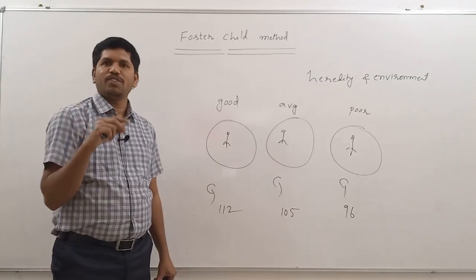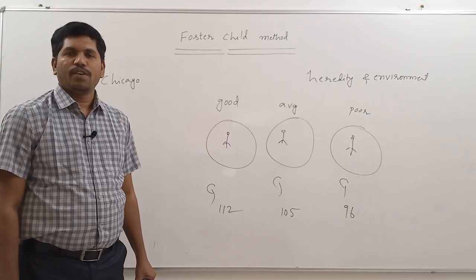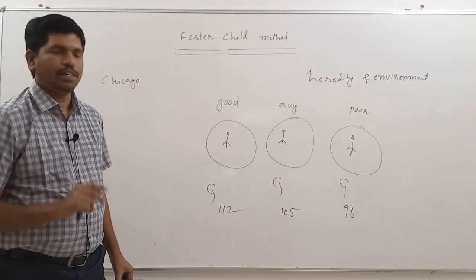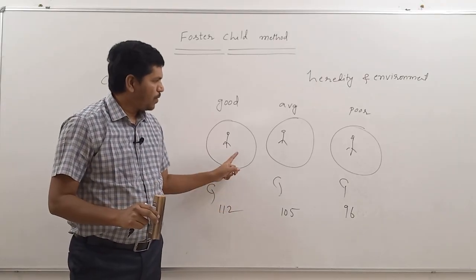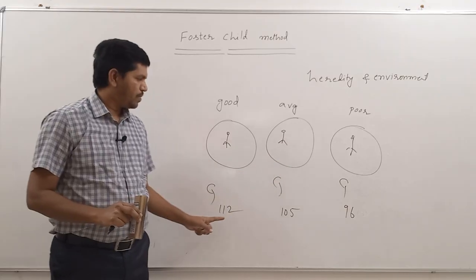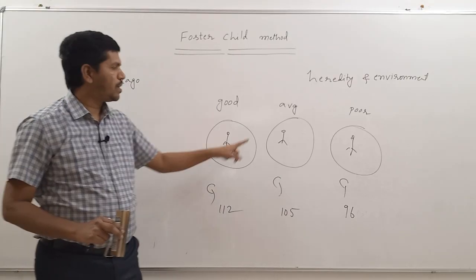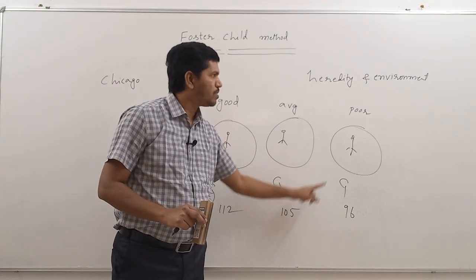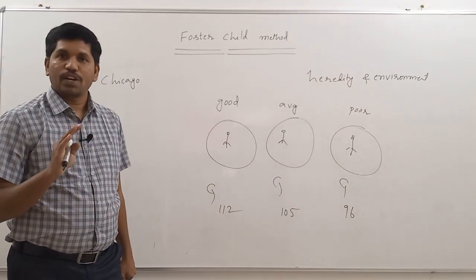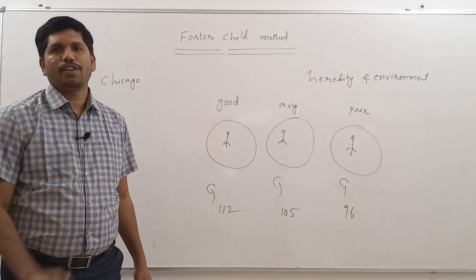That selective placement was minimized. That's why now the children are randomly placed. That's why the genetic element is equally distributed. That is an assumption, whatever it may be. Now, whatever variations are produced must be because of environment. Now, we can say that because of good home environment, there is good IQ level. Because of average home environment, average IQ levels. Because of poor home environment, poor IQ levels. That's why our scientists concluded that environment has a role in the development of IQ level.